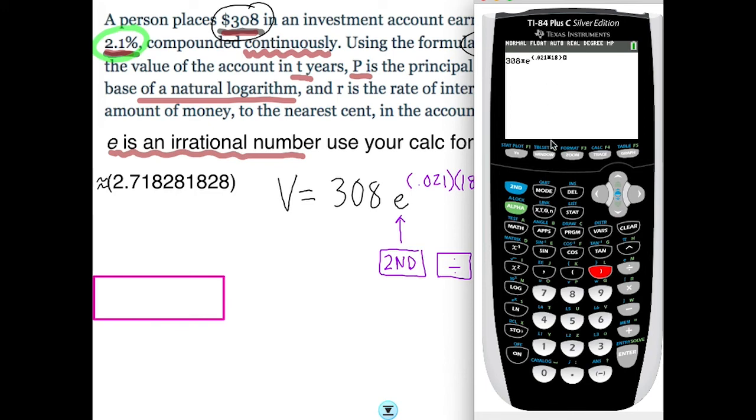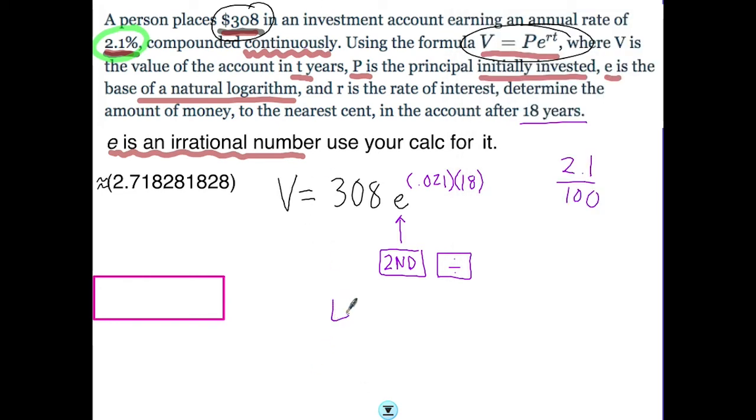Now, our calculator is going to estimate E here. It's going to raise it to that power. It's going to multiply it by 308. Okay, it's going to then give it to us like that. We're going to then round that. So we want to round that to our, what does it say? We're going to round to the nearest cent, 449.48. So we'll go to here, 449.48.